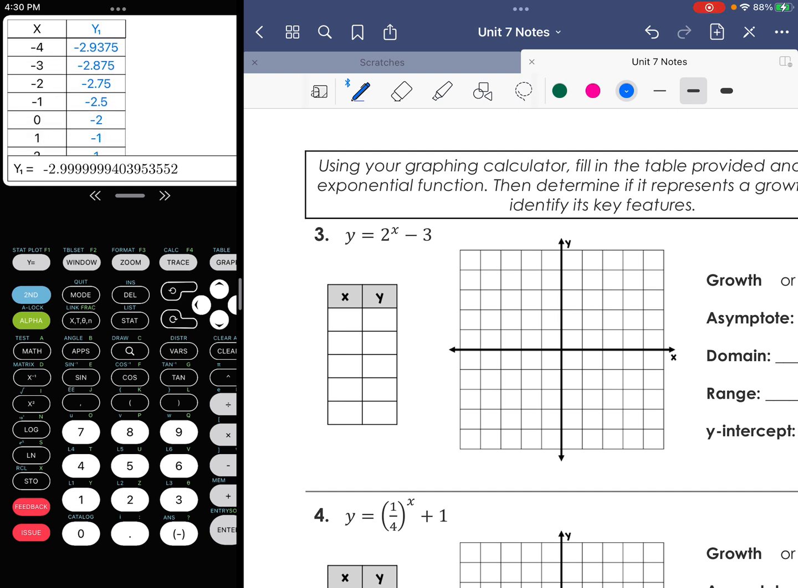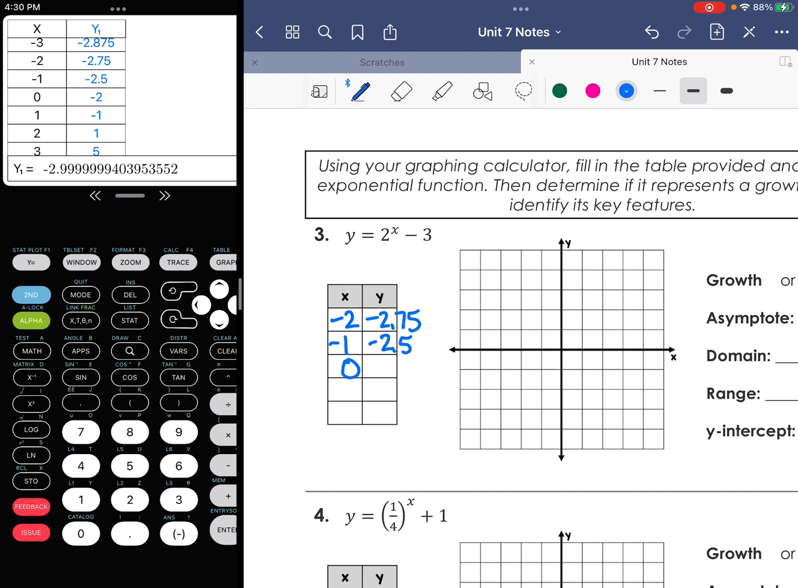And so you can see here as we go into the positive numbers that these numbers are going up really fast and they're getting really big. So we're going to focus again on the middle area around the 0. So we're going to have -2 and -2.75, -1 and -2.5, 0 and -2, 1 and -1, and 2 and 1. So those are the numbers that we're going to put on the graph.